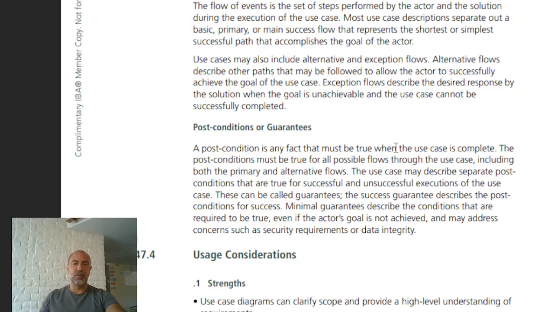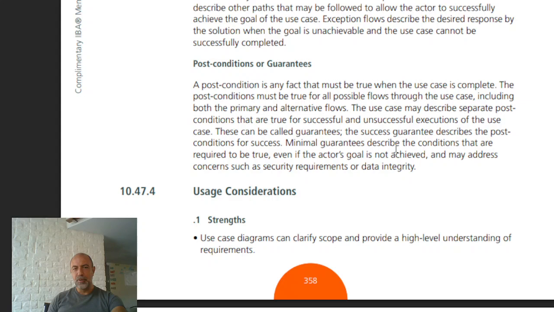Use cases might also include alternatives and exception flows. Alternative flows describe other paths that may be followed or allowed, or allow the actor to successfully achieve the goal of the use case. Exception flows describe the desired response by the solution when the goal is unachievable, and the use case cannot successfully be completed.